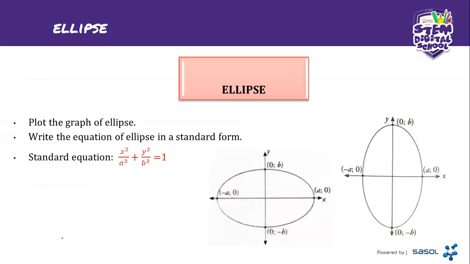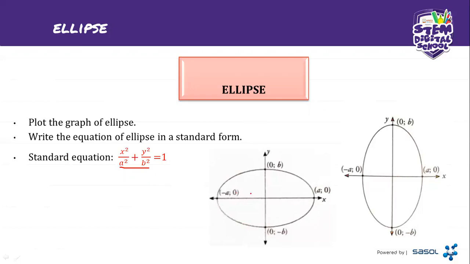Let's proceed. We are now under ellipse. Let's look into ellipse. First, we'll be plotting the graph of an ellipse. Secondly, write the equation of an ellipse in the standard form. Now, in the standard form, we're referring to this one here. It should be x squared over a squared plus y squared over b squared equals 1. So we're going to be doing that with you today.